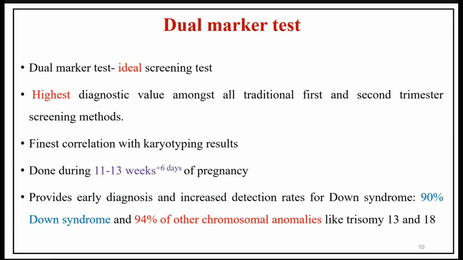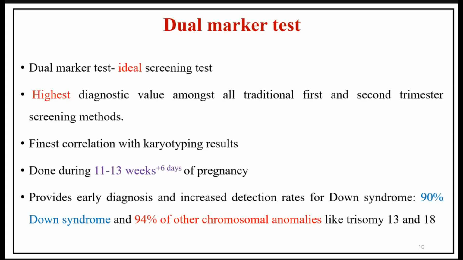Now we'll discuss the first screening method, that is dual marker test. A dual marker test is the ideal screening method as it has highest diagnostic value amongst all traditional first and second trimester screening methods, and it shows finest correlation with karyotyping results. It is done in the first trimester from 11 weeks to 13 weeks plus 6 days, and it can provide early detection and effective management.